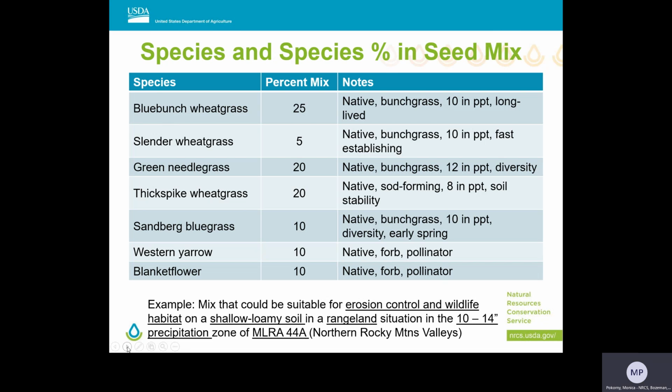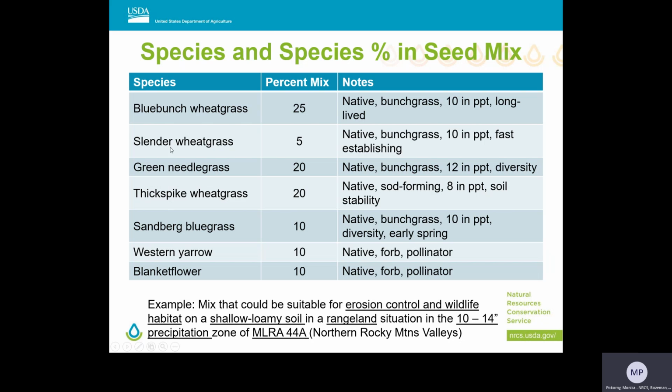So the first two items we wanted to discuss were the species in the mix and the percent of each species in the mix. This is an example seed mix that we used in our second webinar. It might be a mix that you would use for erosion control and wildlife habitat on shallow loamy soils in a rangeland situation that receives 10 to 14 inches of precip.